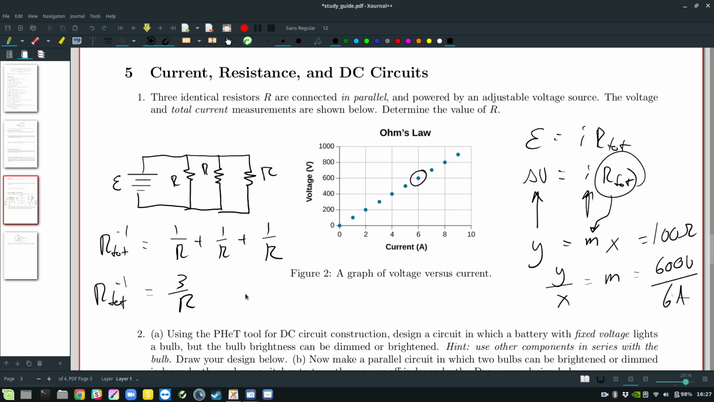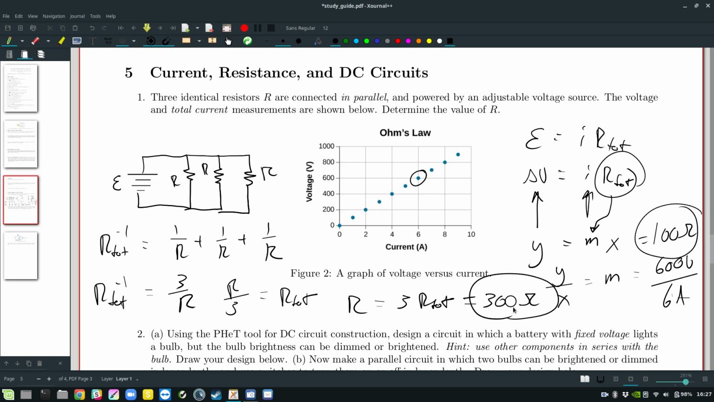So let's solve for R. So R over 3 is equal to R total. And so R is equal to 3 times R total. So this individual R is equal to 3 times R total. But we know R total is 100 ohms. And so that is 300 ohms is the value of each individual resistor.